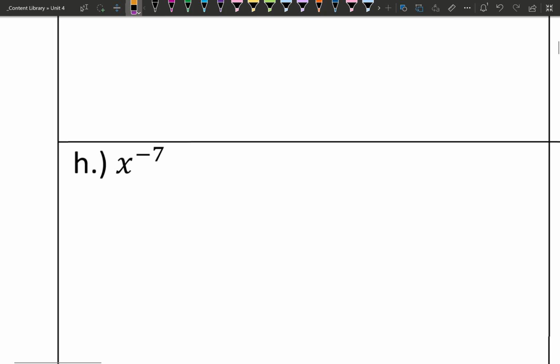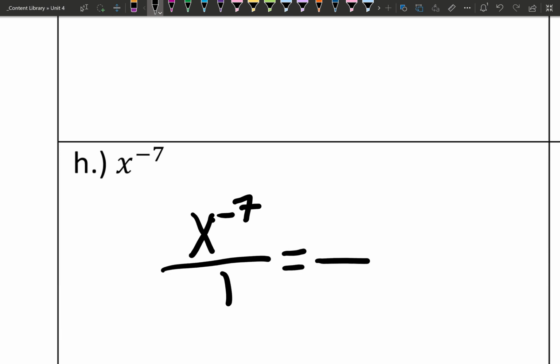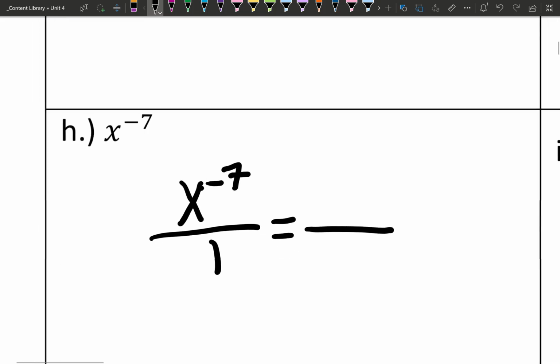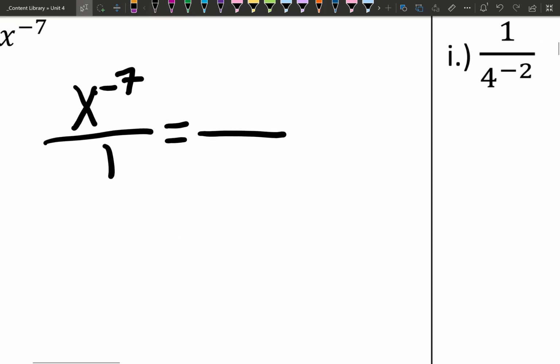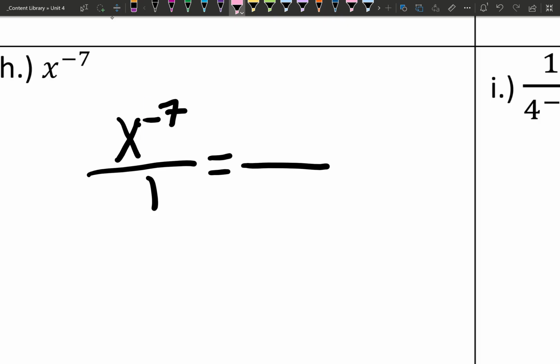Letter H. I have x to the negative 7th. Now, although x is a variable, I can still write it as a fraction like that. X to the negative 7th over 1, and it's going to be equal to another fraction line. We have a negative exponent on top, which means we're going to take this and put it on the bottom. The base is still x, but I'm going to give it a power of a positive 7, and I'm going to put a 1 on top.